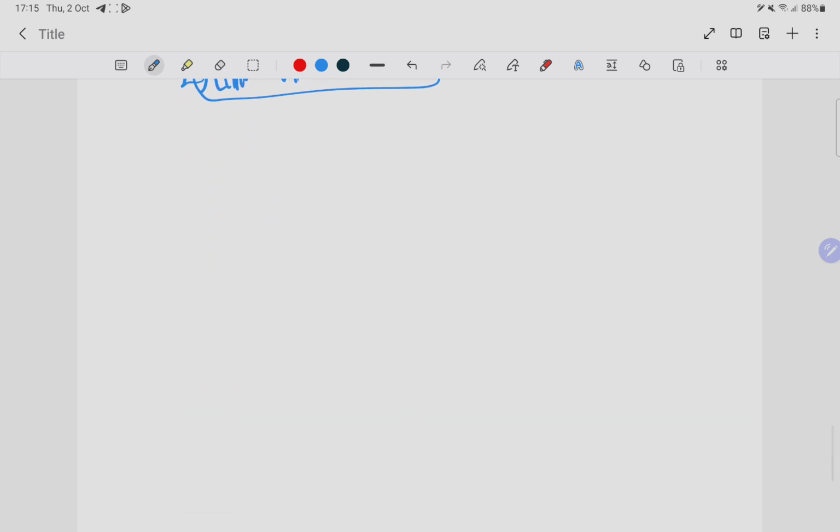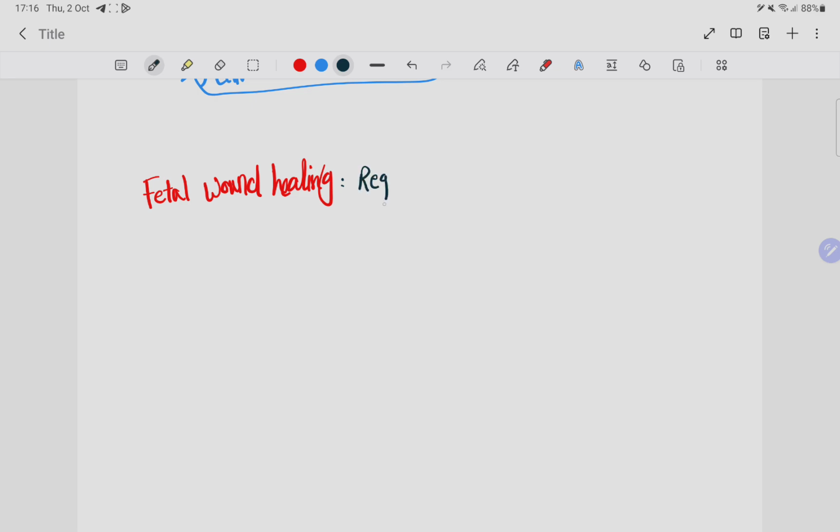Okay, let's end this video with the last thing, which is fetal wound healing. The tissue healing during the first 3 months of fetal life occurs by regeneration rather than scarring. Regenerative healing is characterized by the absence of scarring, and this is the future of anti-scar management.